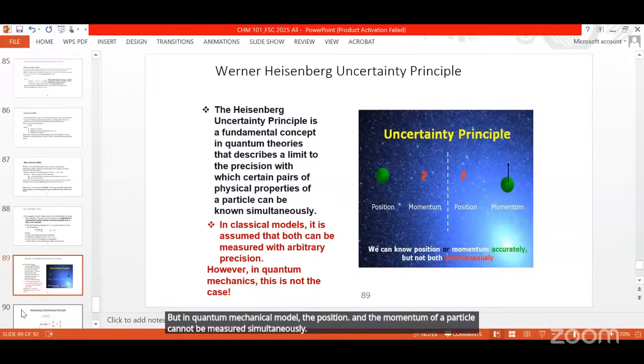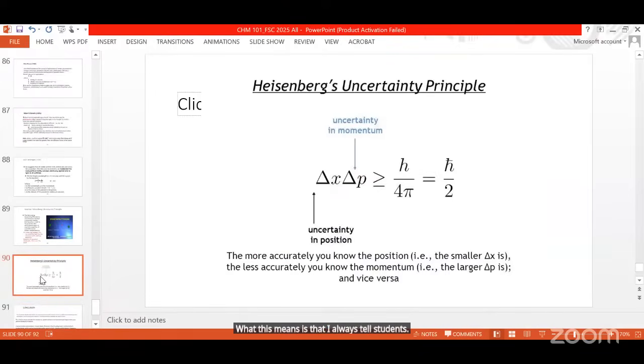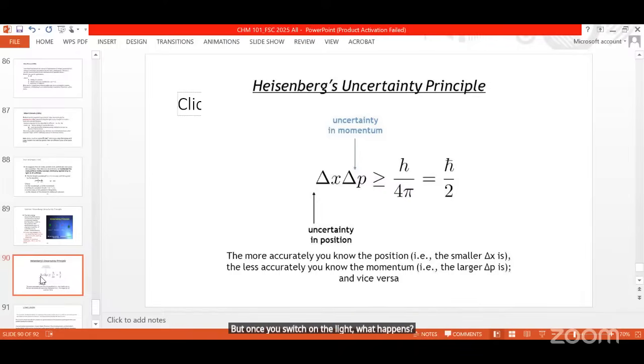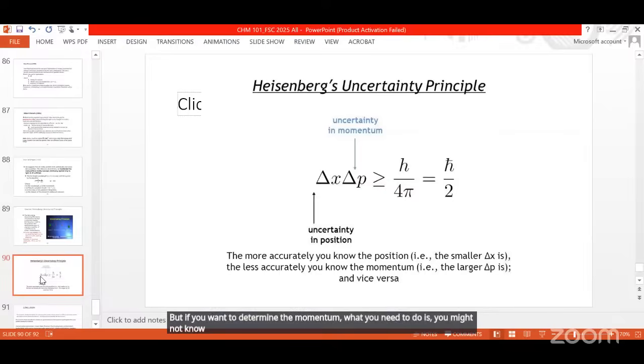What this means is that I always tell students, just look at when you have a mosquito in your house. If you switch on your lights, you will see the mosquito. That is the position of the mosquito. But once you switch on the light, what happens? The mosquito will just fly away with speed. So you won't even be able to determine the momentum. But if you want to determine the momentum, you might not know the accurate position.